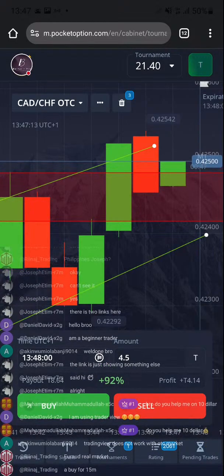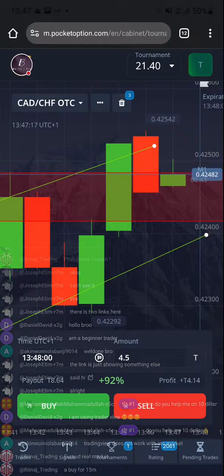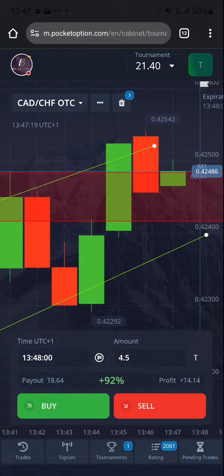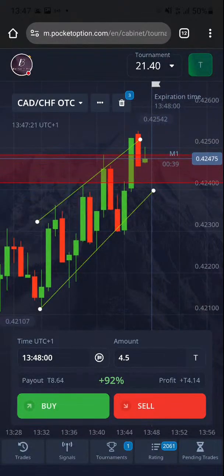Okay, you took Renard, you took the 15 minutes buy. Okay, that's good. Let's see how it goes. Let me know if it's a winning trade or not.